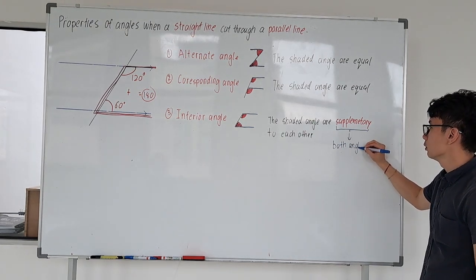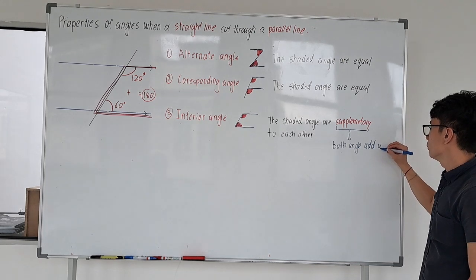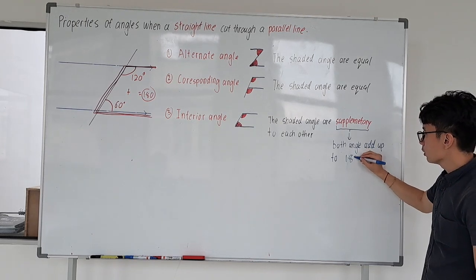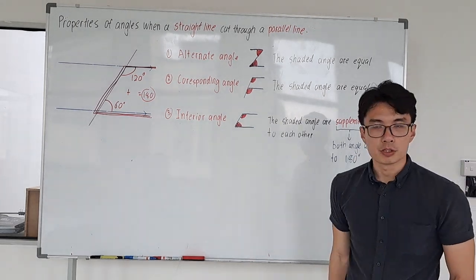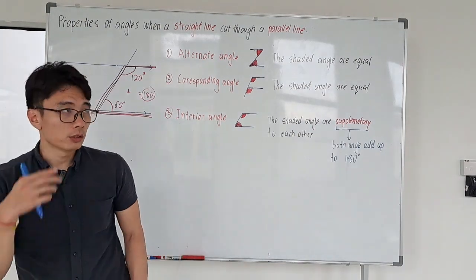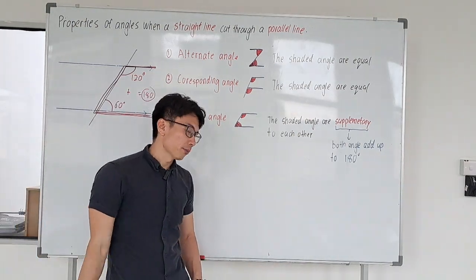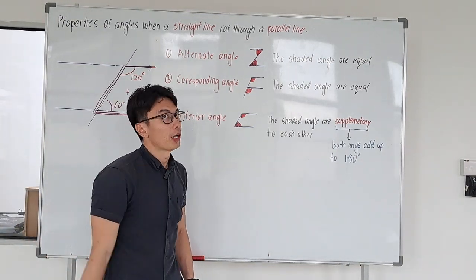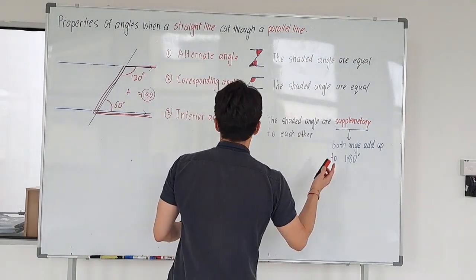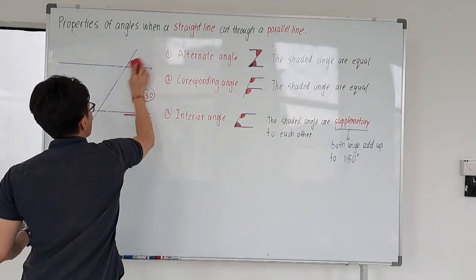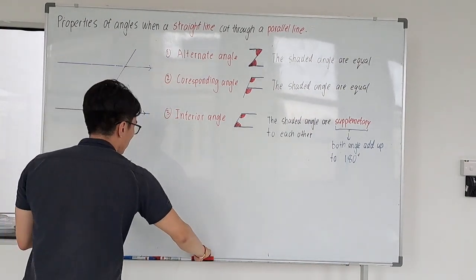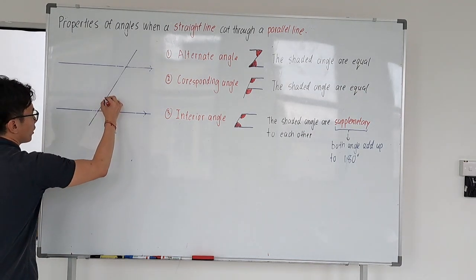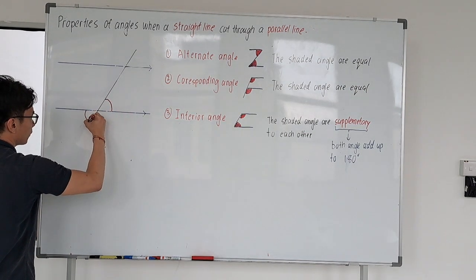Both angles add up to 180 degree. Okay, that's what supplementary means. Okay, so you might hear a teacher say like both of these angles are supplementary to each other. So in another word, basically they means they add up to 180. Okay, so and let me show you another property over here. So we have another one, which is these two angles. Okay, this one and this one.